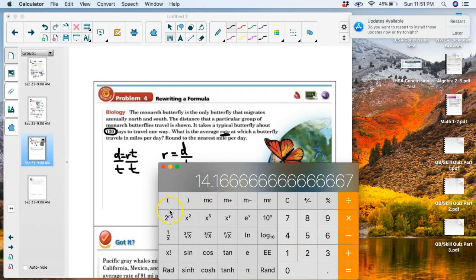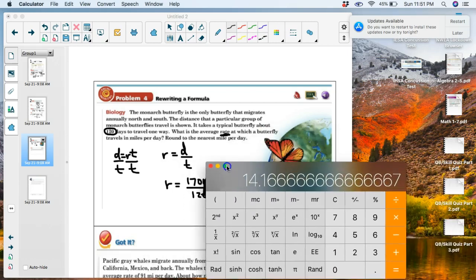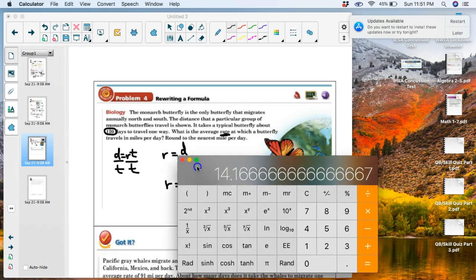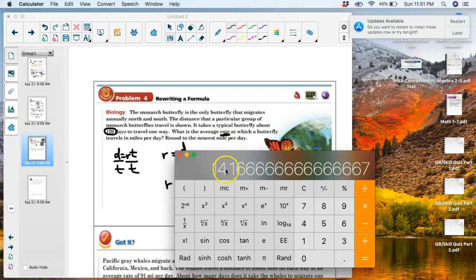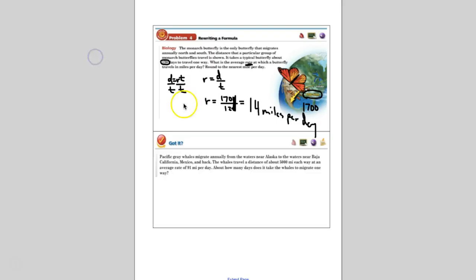Okay. Did it say anything about rounding to the tenth? Round to the nearest mile per day. So that means the ones place, the whole mile. So 14, right? The 1 doesn't change the 4. So 14 miles per day. Yes, you need to label it. It's a word problem. 14 miles per day.